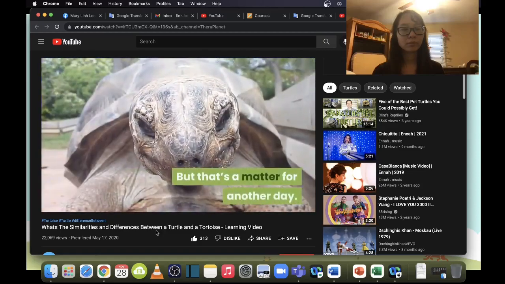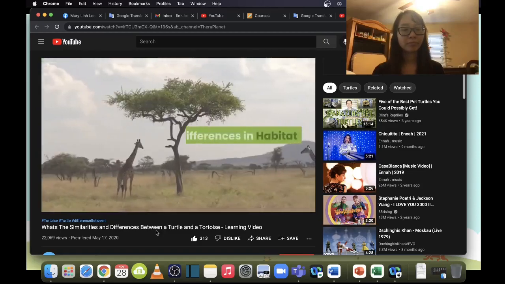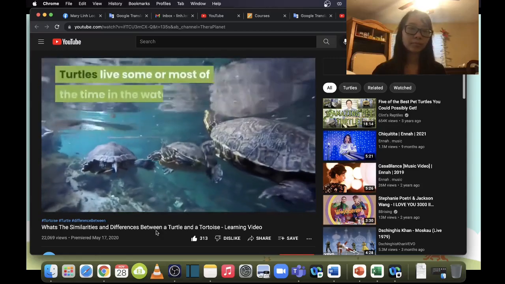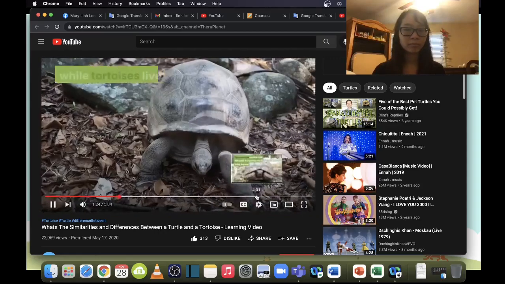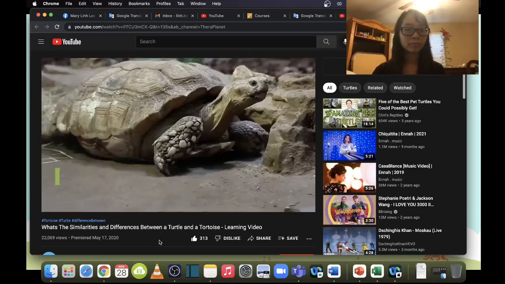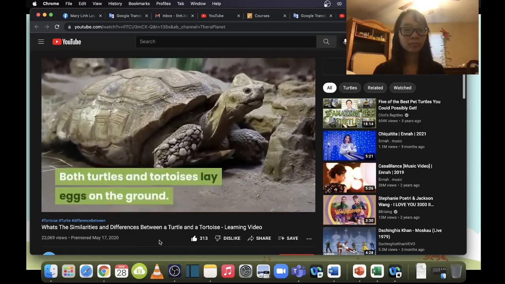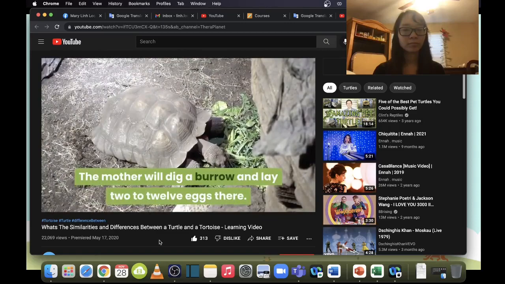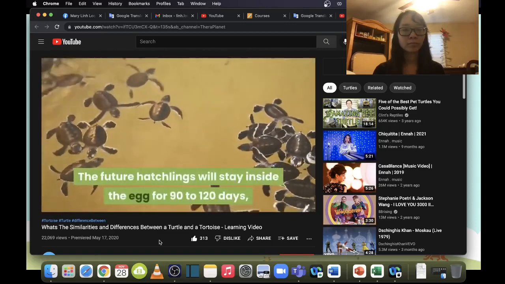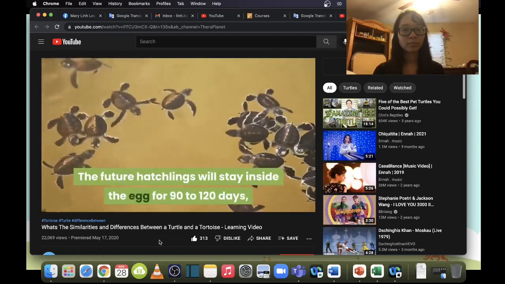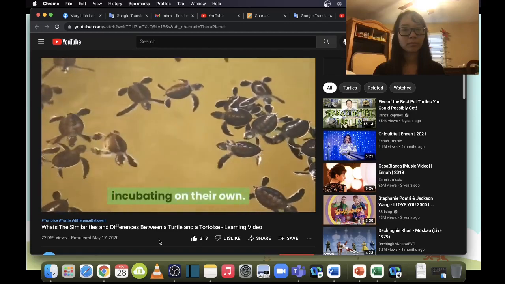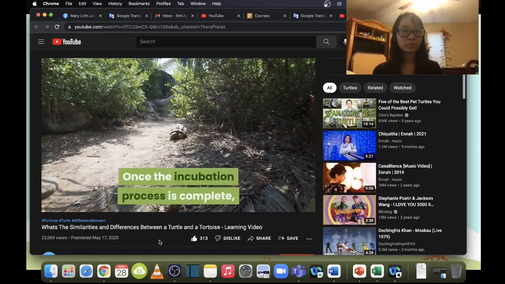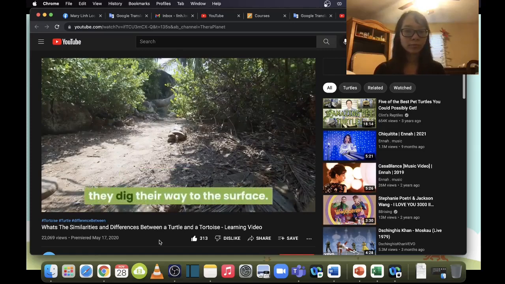But that's a matter for another day. Differences in habitat. Turtles live some or most of the time in the water, while tortoises live on land. Both turtles and tortoises lay eggs on the ground. The mother will dig a burrow and lay 2 to 12 eggs there. The future hatchlings will stay inside the egg for 90 to 120 days, incubating on their own. Once the incubation process is complete, they dig their way to the surface.